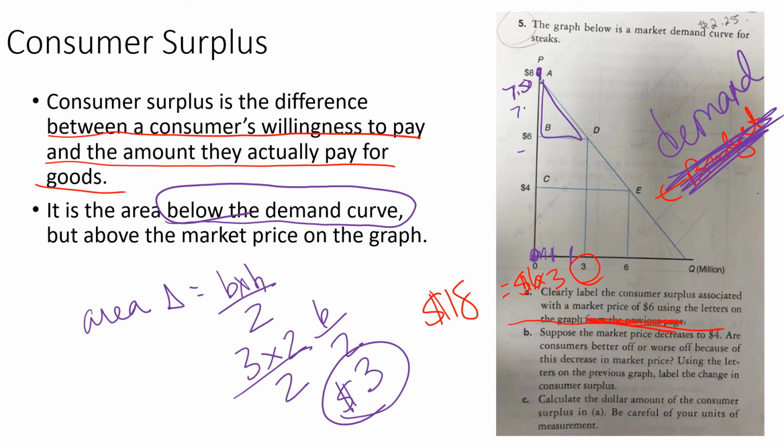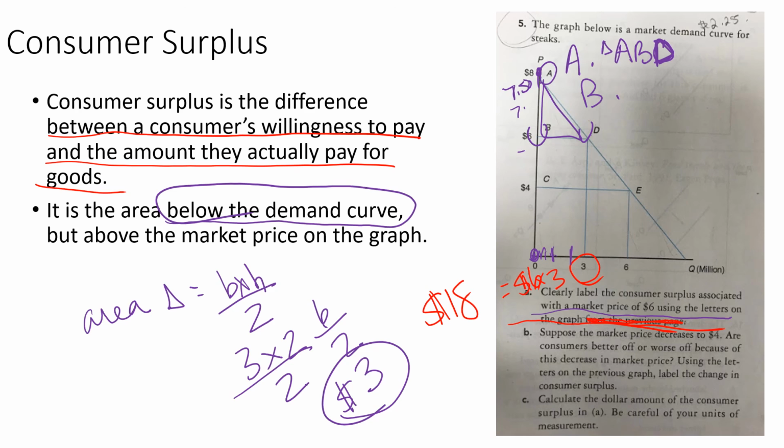Okay, I went ahead of myself though. Clearly label the consumer surplus associated with the market price at $6. So A, B, D. So it's triangle ABD. B is asking us to suppose the market price decreases to $4. Are consumers better off or worse off because of the decrease in market price?